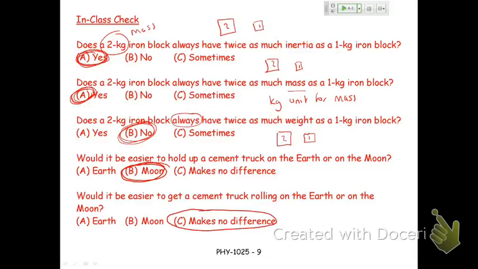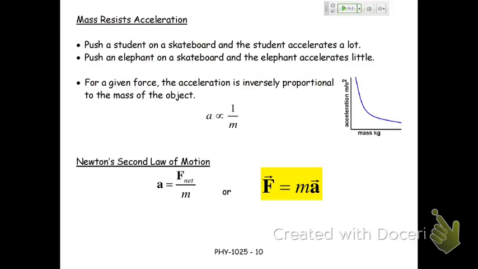Because it's just as hard to push something over a surface on the Earth as it is to push the same thing over the surface on the Moon. Weight doesn't help it. No big deal.